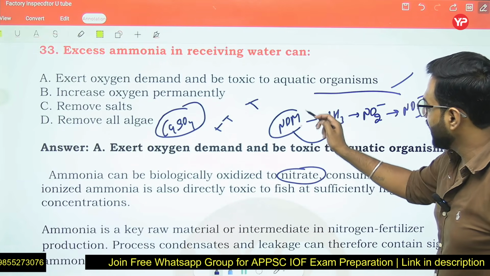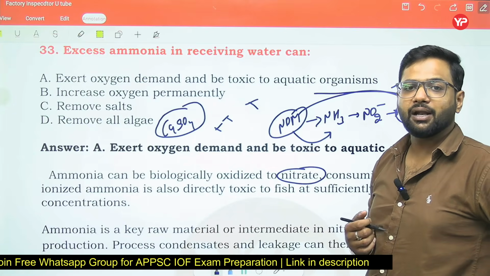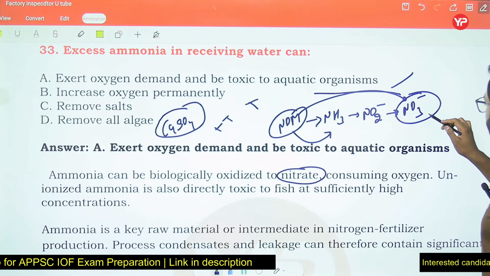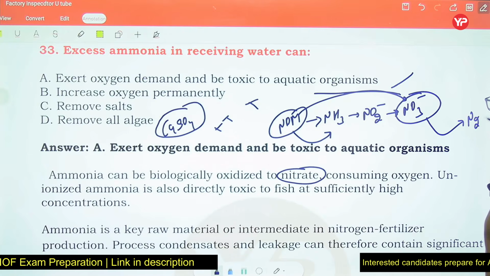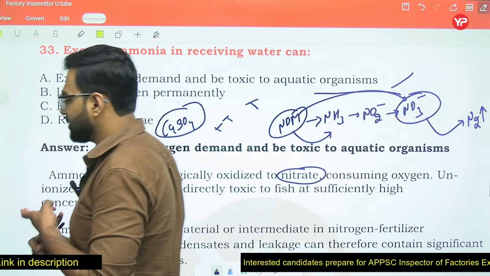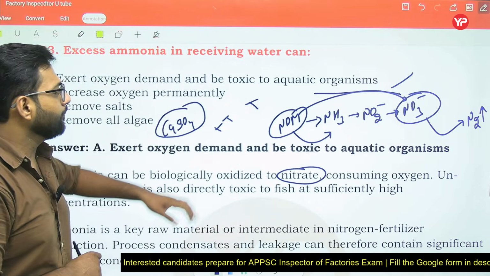The conversion of this nitrogenous organic matter into nitrate is termed nitrification. And when nitrate, NO3 negative, is there, it is further converted into N2 gas, which is termed denitrification. So ammonification is there, nitrification is there, denitrification is there, right?